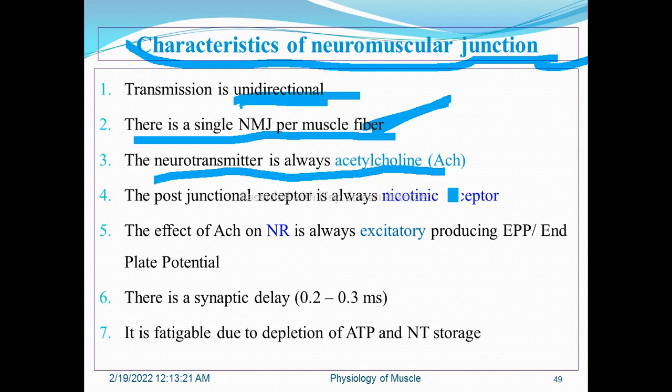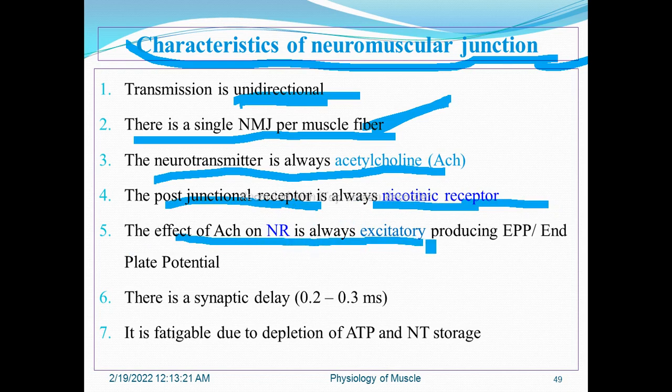This is an important thing. The post-junctional receptor is always the nicotinic receptor. The post-junctional receptor is in the muscle membrane. The effect of acetylcholine on the nicotinic receptor is always excitatory. That means it will initiate muscle contraction by producing an end plate potential.